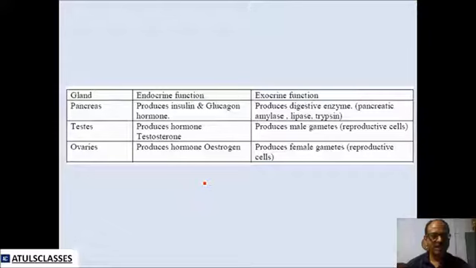What are they? They are the pancreas. It produces insulin and glucagon, as well as acting as a digestive enzyme producing organ. Testes produce testosterone, plus they also produce male gametes or sperms. Ovaries produce estrogen, plus they also produce female gametes. So they have both functions, endocrine as well as exocrine.